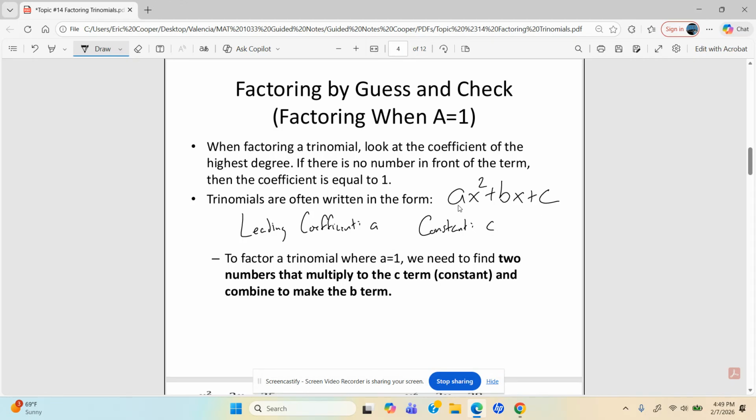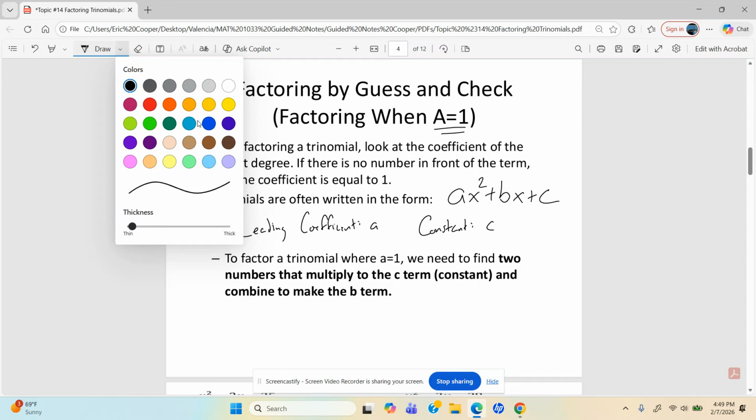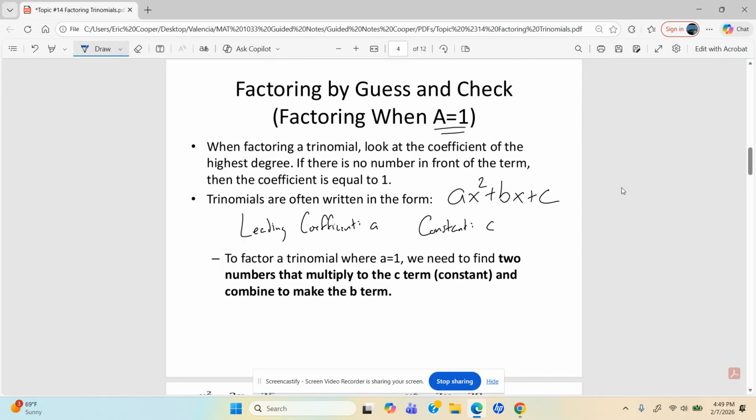So if there's no number in front of the x squared, we're assuming that means a is equal to 1. When a is equal to 1, to factor it, we need to find two numbers that multiply to the c term and combine to make the b term. So we're looking at the constant. What numbers can multiply to make the constant that can combine to make the b term?